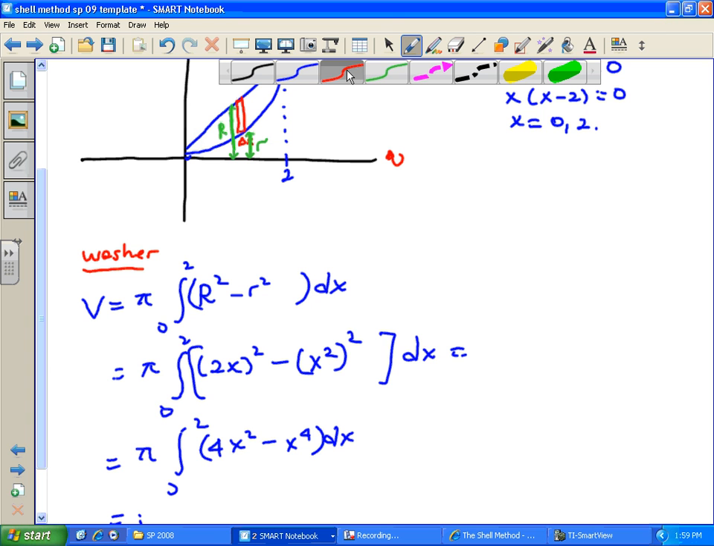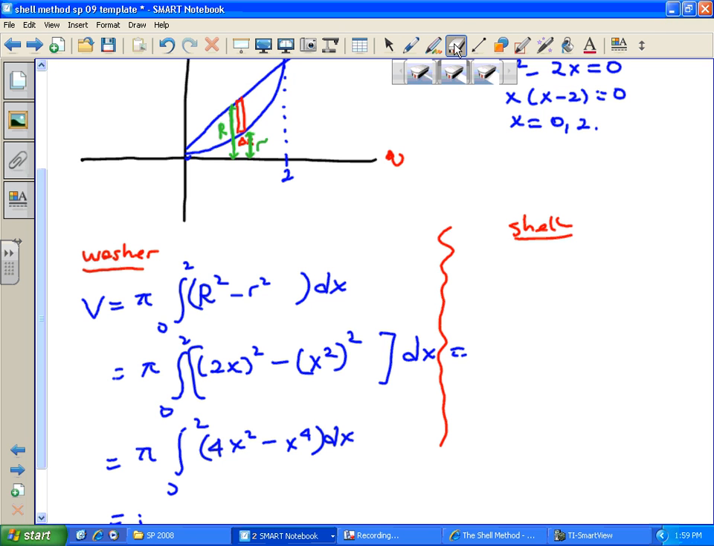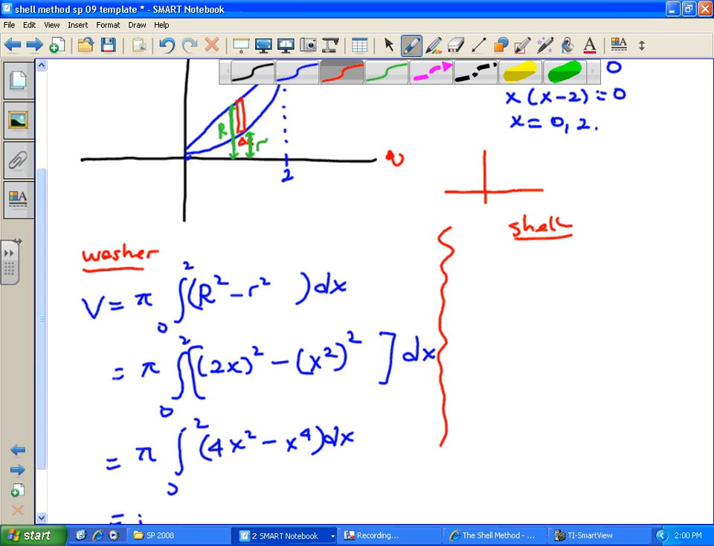Okay, I'd like to also set up the same problem with the new method, the shell method. How would we set up the same problem with the shell method? Okay, so now you have to select a rectangle that is parallel to the axis of rotation. So let's just do a very simple graph here. Our rectangle is going to look like this. Okay. Immediately, what is the thickness there?